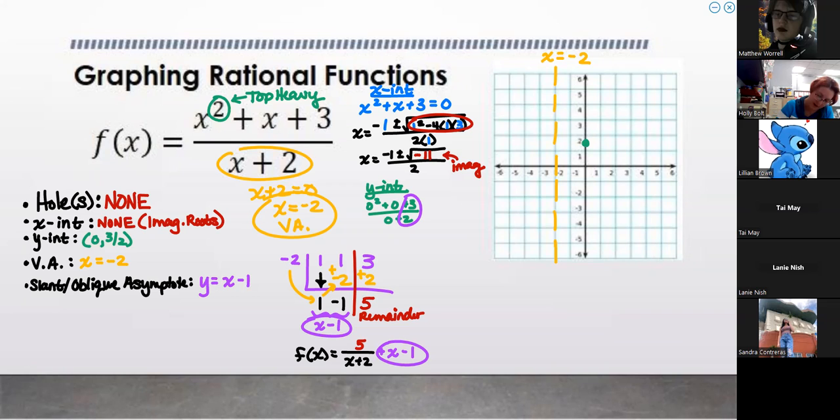I'm going to go plot that on my graph over here. So I start down at -1, and then we have a slope of 1. I'm going to draw that in with a dashed line. I need to know that my function does not ever touch or cross that. So just like we did with our horizontal asymptotes, I'm going to take x minus 1 and set it equal to x squared plus x plus 3 over x plus 2. Multiply both sides by x plus 2.